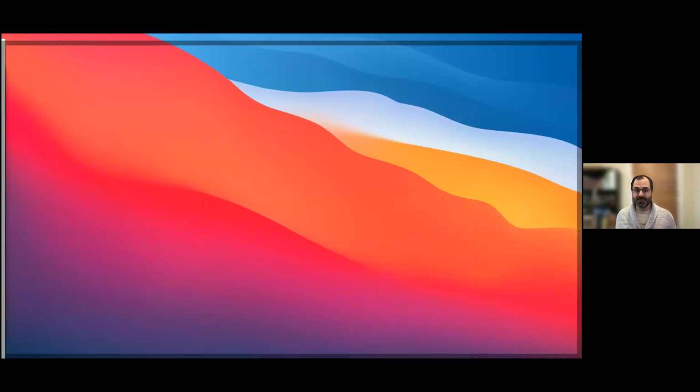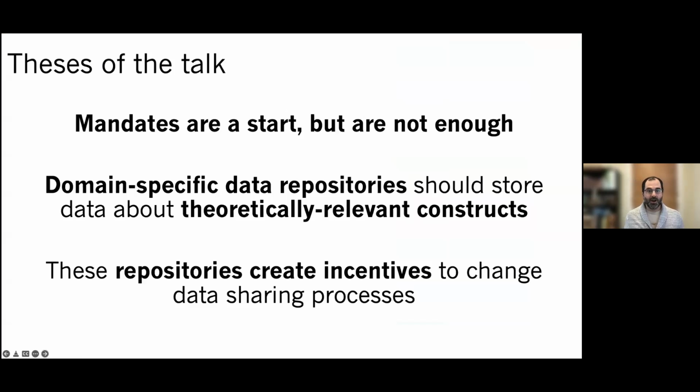And so the theses of this talk that I want to share here are that data sharing mandates to try to encourage folks to attend this baseball game are a start, but they're certainly not enough. And that we require something more than generic repositories for data sets. Rather, domain-specific data repositories need to store the data about theoretically relevant constructs to make them easier for reuse. And these repositories, in turn, can slowly create incentives to change data sharing processes and cultures in the field. So let me briefly illustrate each of these points.